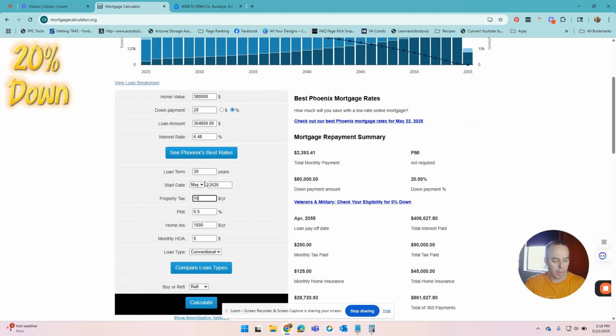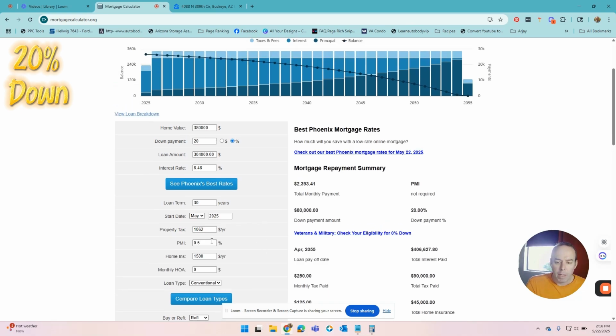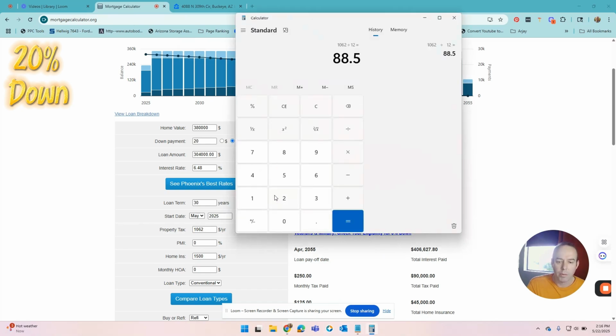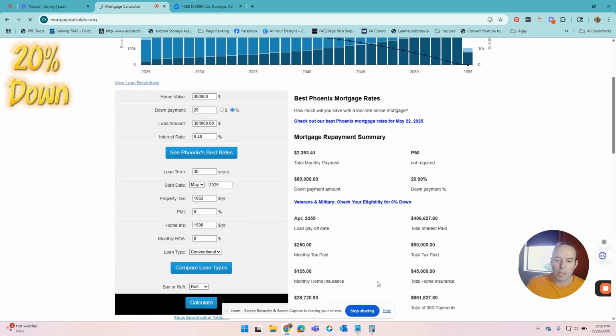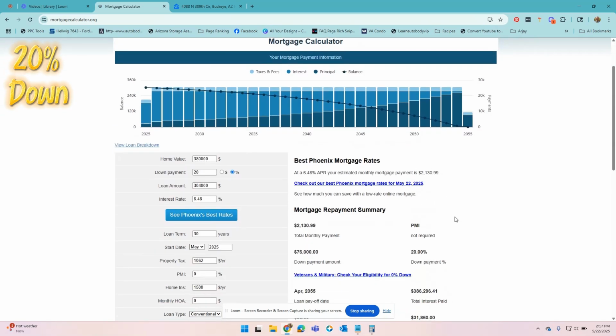Here we're just going to drop in 1062. PMI for 20% down, there isn't any. Zero. Okay. Home insurance, I estimate about 125 bucks a month. Let's see what that looks like. 125 times 12. So 1,500. That's about right. HOA is not technically part of the mortgage payment, so we're going to start there and we're going to calculate. This is assuming a 6.5 rate.